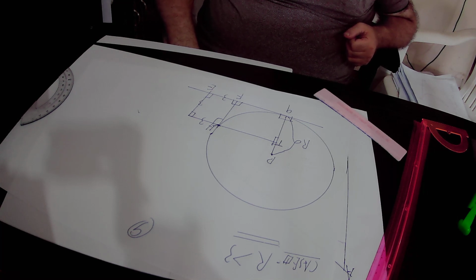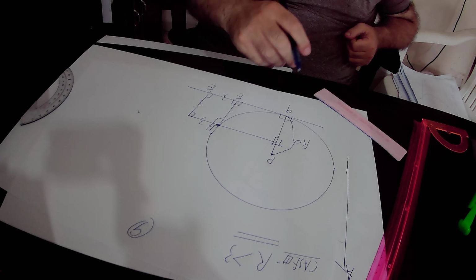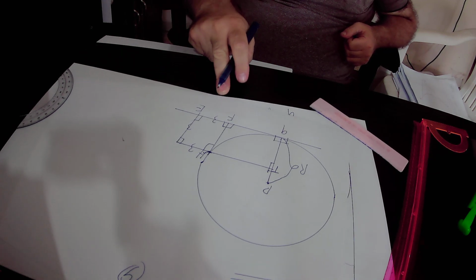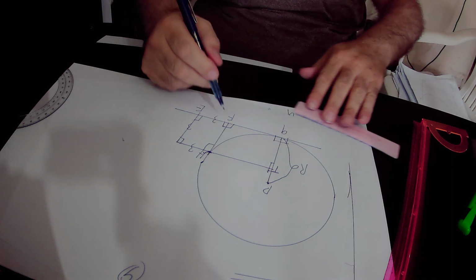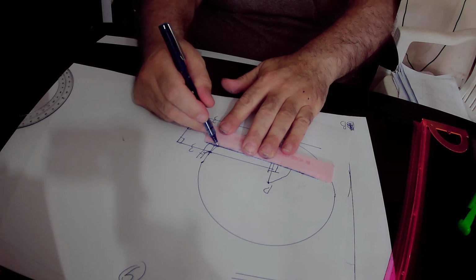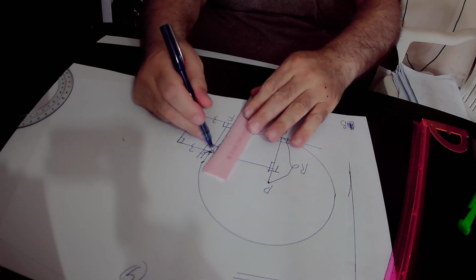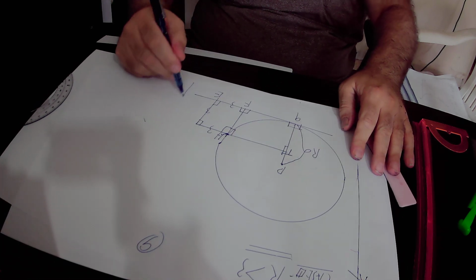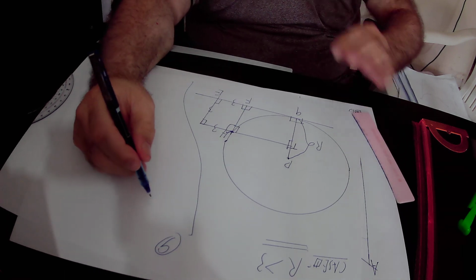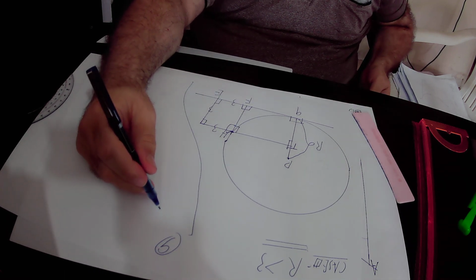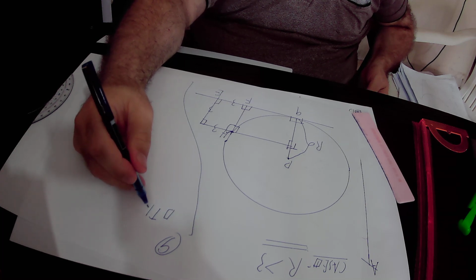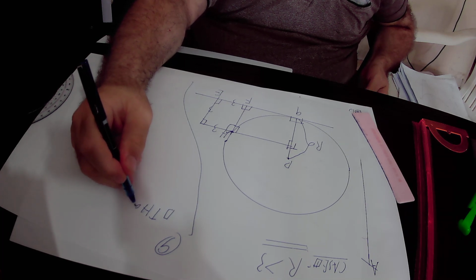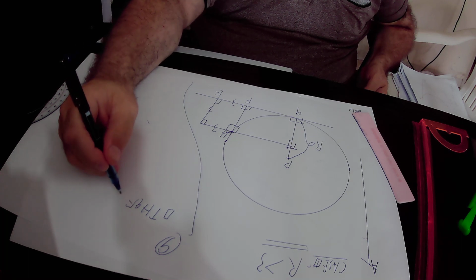Here, inside quadrilateral THQF, we have 1, 2, 3 right angles. Therefore, the fourth angle must also be equal to 90 degrees. Therefore, quadrilateral THQF has 4 right angles. Therefore, quadrilateral THQF is a rectangle because it has 4 right angles.